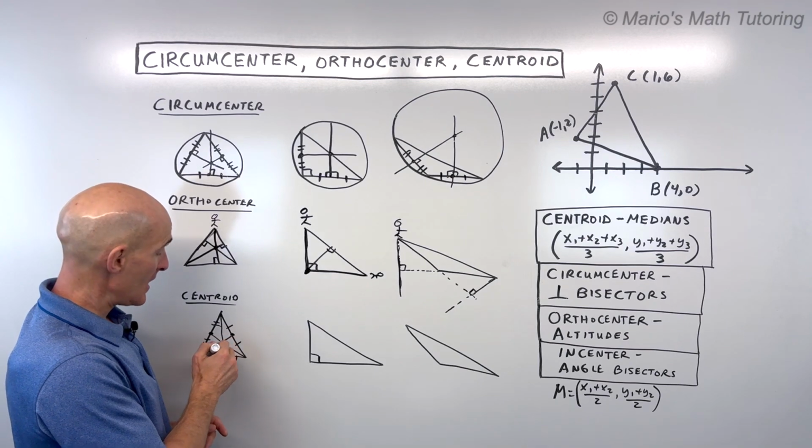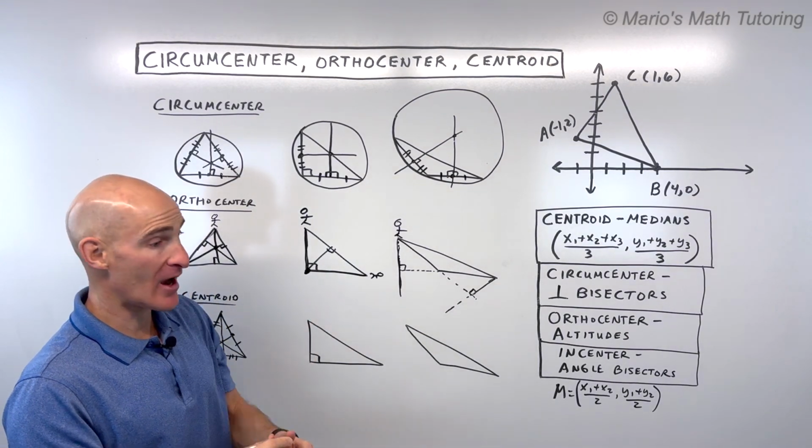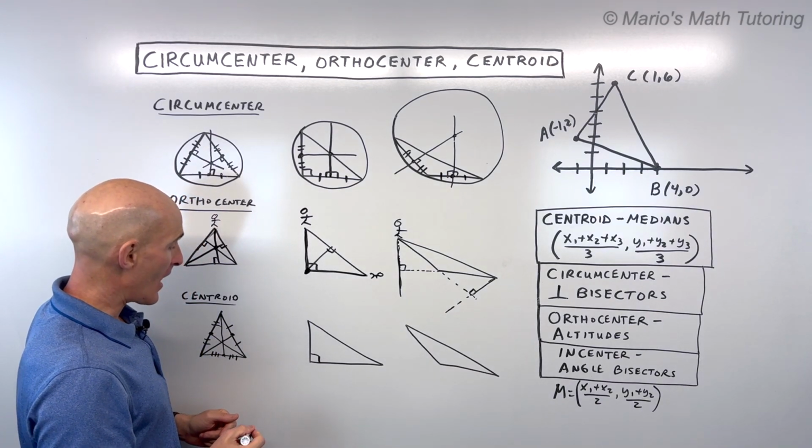Notice the centroid. It's always going to be inside the triangle. Remember, because it's a balance point. It's a center of gravity. It's not going to be on the outside or on.